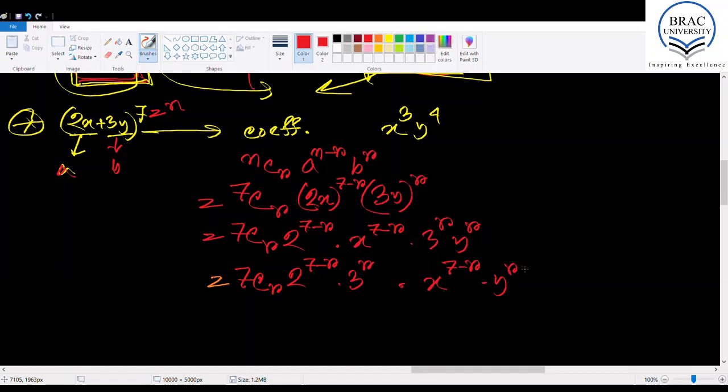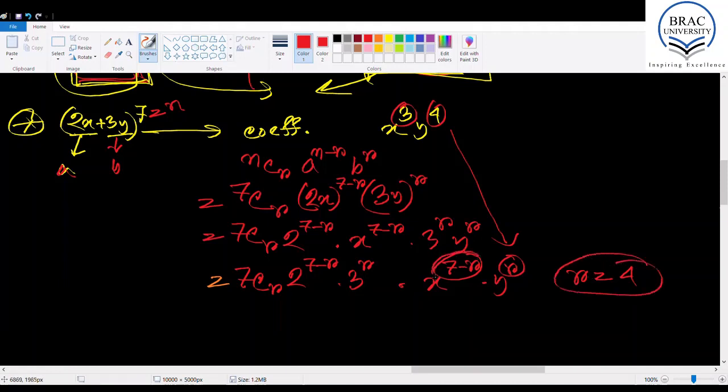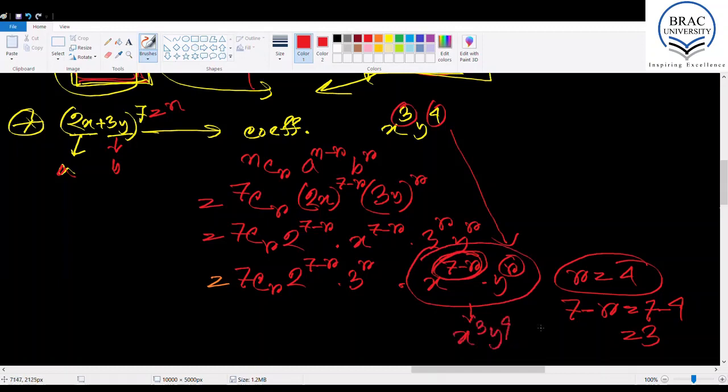Now here comes the position where we can compare this power of x and this power of y. We need the value of y, right? So we'll see that r equals to what? r equals to 4 here, and we'll see if for this r value 4 it becomes 3. 7 minus r equals to 7 minus 4 equals to 3. So this term will become something like x to the power 3, y to the power 4, right? So this is what we are required, that we'll have to determine the coefficient of this term, right?